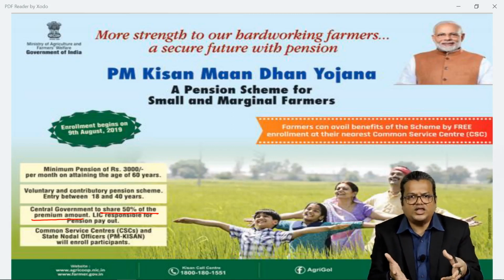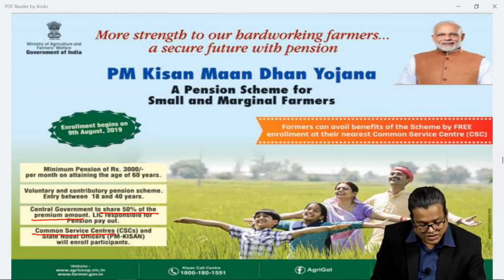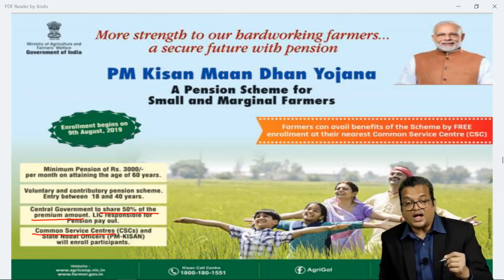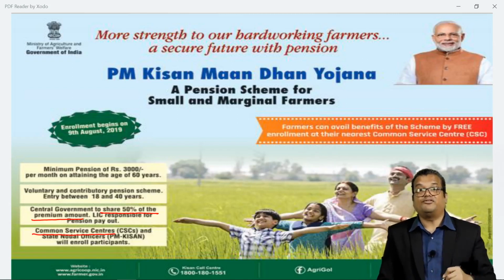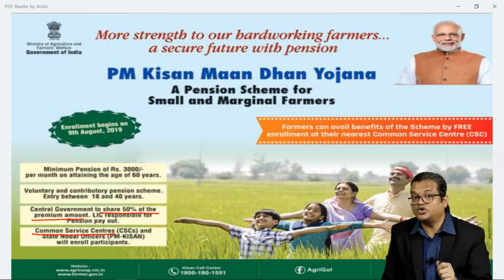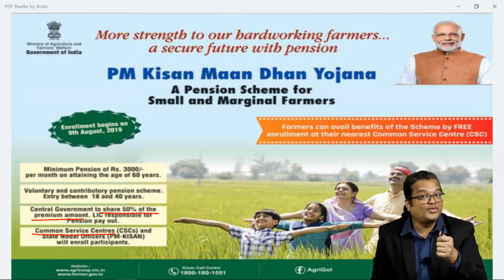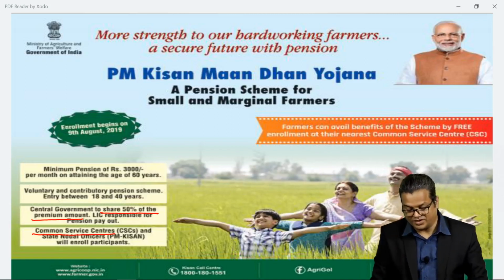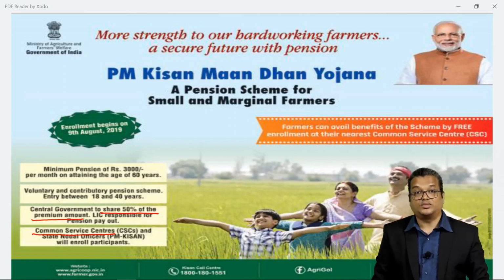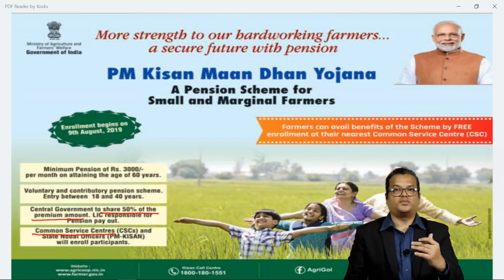But then, sir, where should they go? They should go to common service centers, right? These are started by the Government of India, where you can approach and apply for the scheme if you happen to be a small and marginal farmer in the age group of 18 to 40. Perfect. Okay, fine. Let's come to the next update. Now you're going to ask me, sir, for Kisan, for farmers, there is a pension scheme.